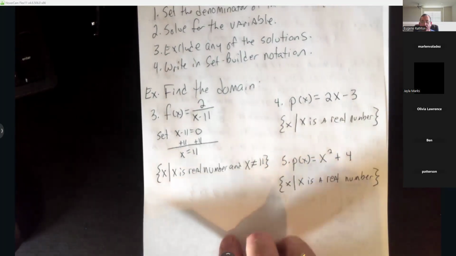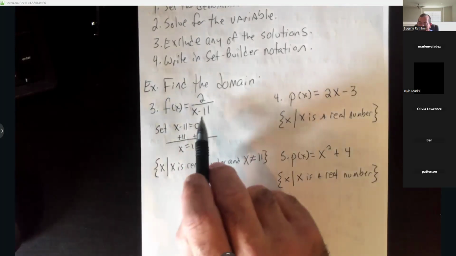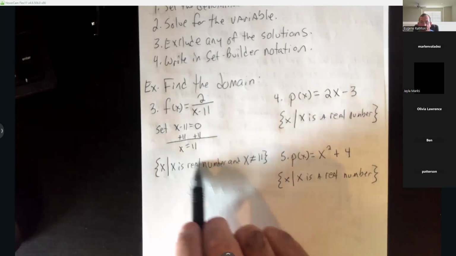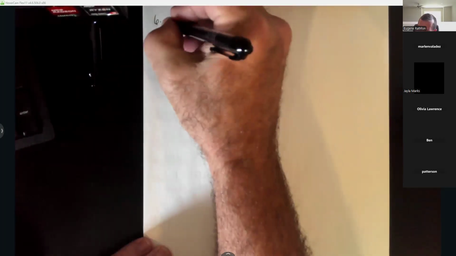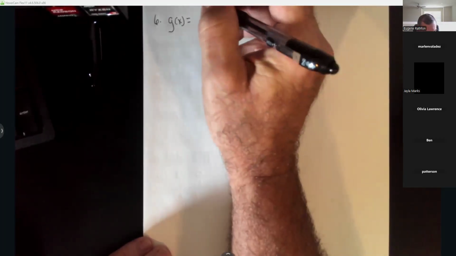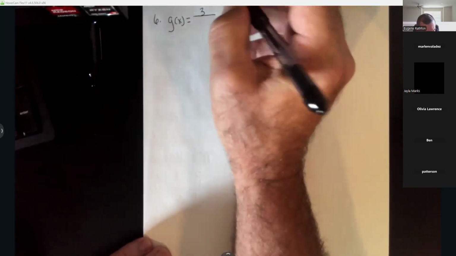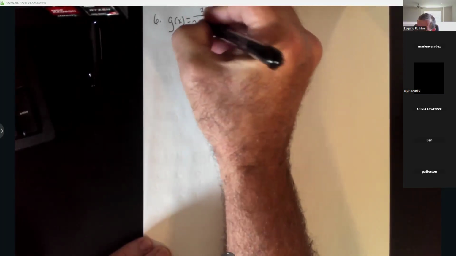All right, y'all, let's see what they got left. Two more of these. But what I'm looking for are fractions if I'm going to exclude any numbers, okay? So let me see what they're doing on 6 here. On 6, they're giving me g of x equals 3 over 2 minus 7x.